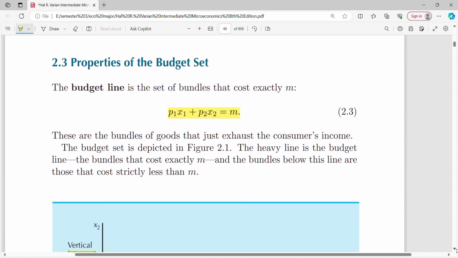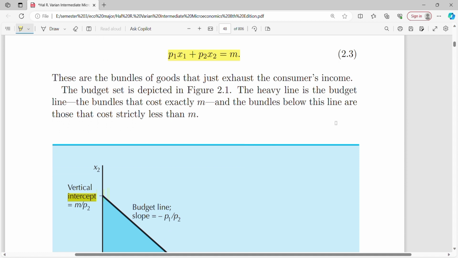2.3 deals with the budget set, properties of the budget set. So the first one is the budget line that we have already discussed. Bundles that cost exactly the income. That is the budget line. The term we can use more economically is exhaust the consumer's income, which simply means equal to the income of the consumer. Nothing left as savings.